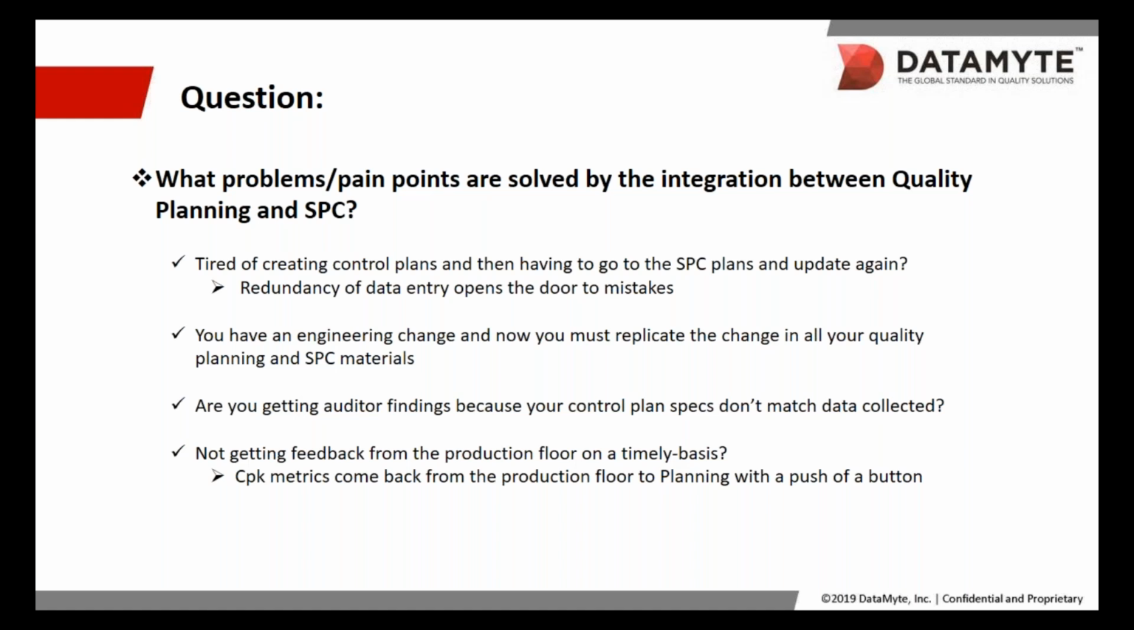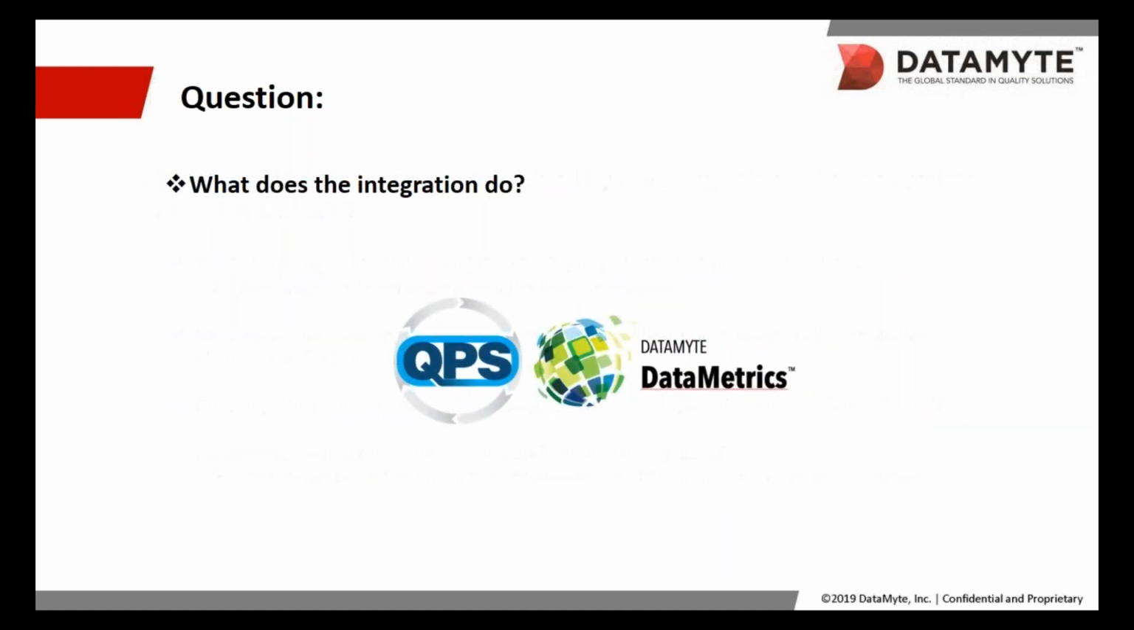So if you're not getting feedback from the production floor on a timely basis coming back into the Quality Planning Studio, we now have the ability to view that information coming from what would be the SPC, the CPK metrics, come back from the production floor to the quality planning with the push of a button. So it's bi-directional, it's two-way. It's kind of a handshaking of data between two databases, and we want to just walk you through what's happening with that. So what exactly does the integration do?